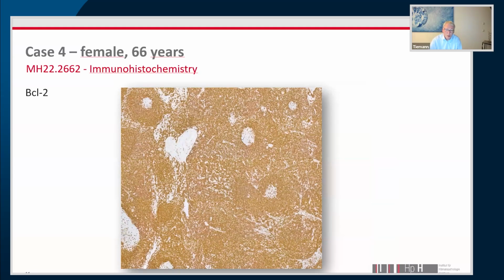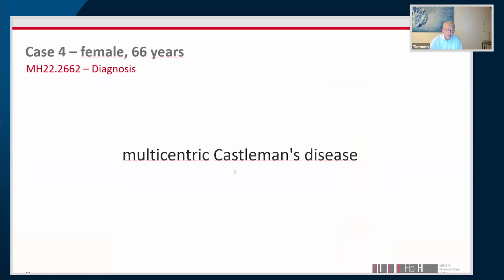So in the end, this typical pattern you have seen before, FDC networks with these onion layers. This is BCL2. The germinal centers are negative. Kappa lambda was also typical, or polytypical. And in the end, taken together, this is a typical example of multicentric Castleman's disease, but only with partial changing of the lymph node ground structure. So we are in the end, and I will come back to the faculty.